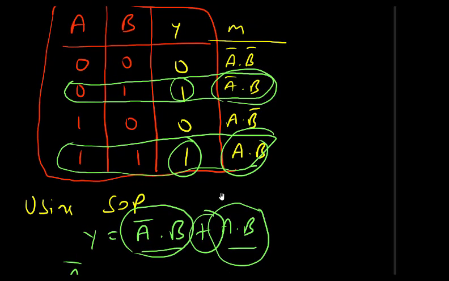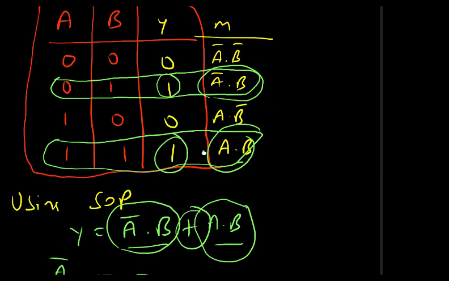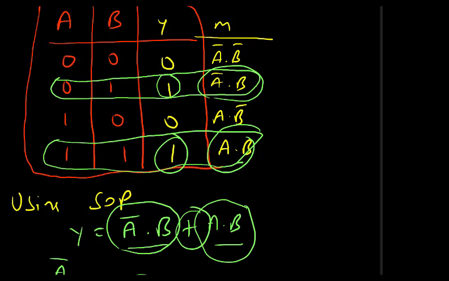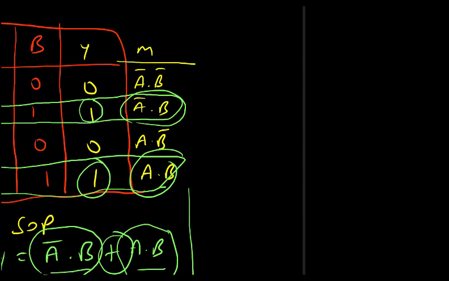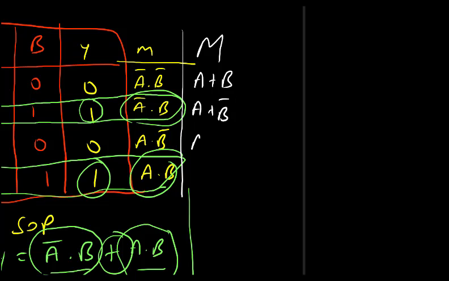Now suppose we want to design the same circuit in POS form. For POS, what will happen for the same case? I'll just shift it here and use this white one. For POS, we take the max terms. So what are the max terms? The max terms are A or B, A or B bar, A bar or B, and A bar or B bar. These are the 4 max terms.